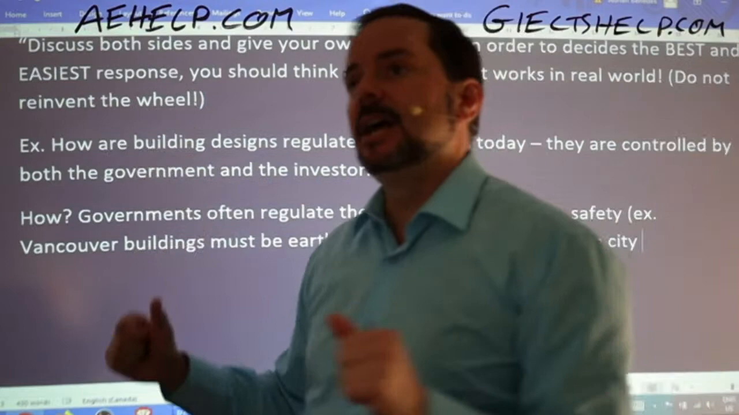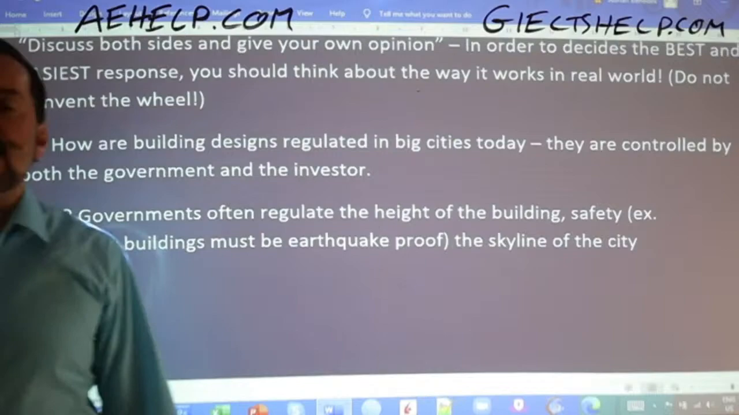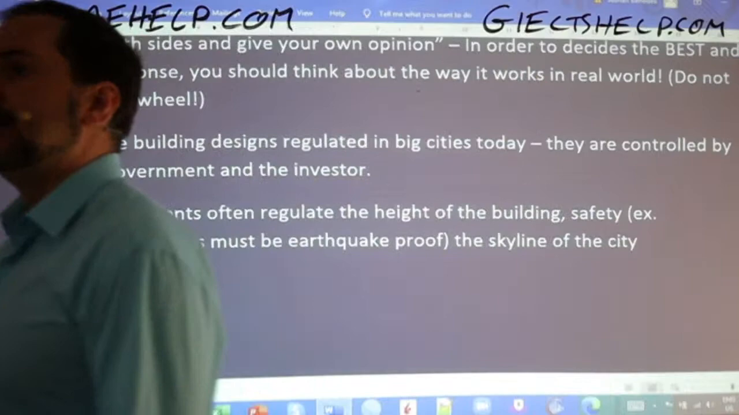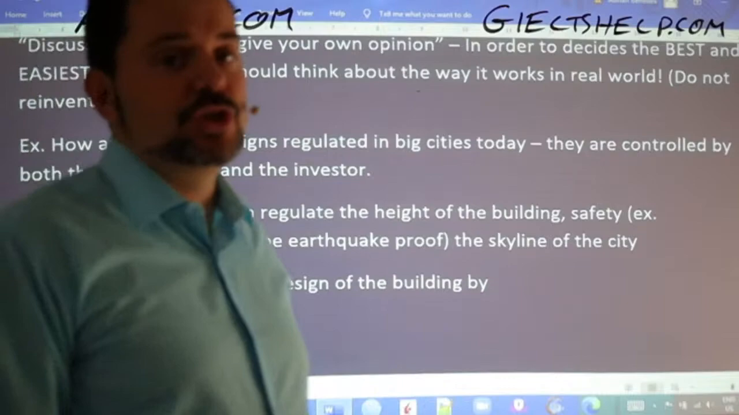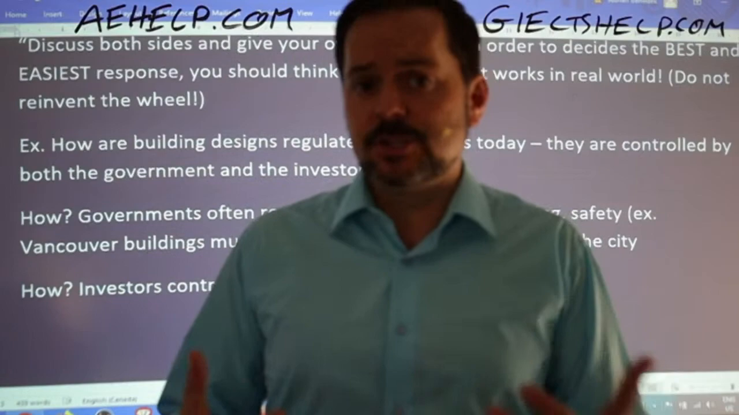Okay, so then how do the investors actually regulate the look of that building? Okay, so we're still on the how. Investors control the design of the building by what? So I'm sure that the investors, the people, the contractors, the developers, they also have a say in what the building will look like. So how do they control it? Okay.